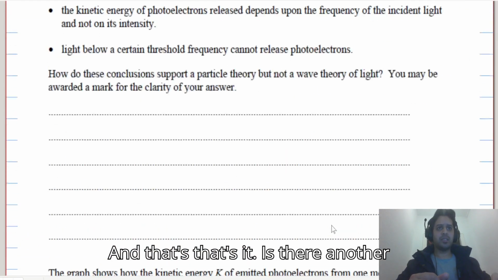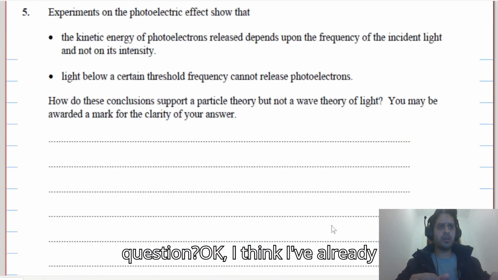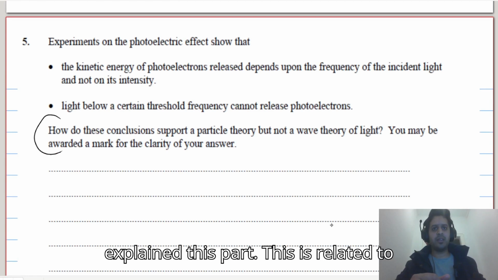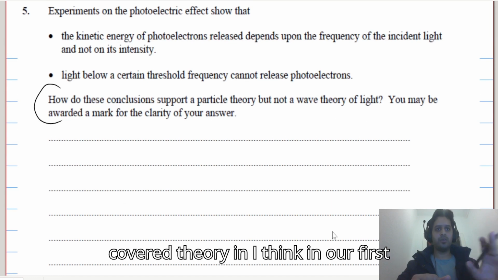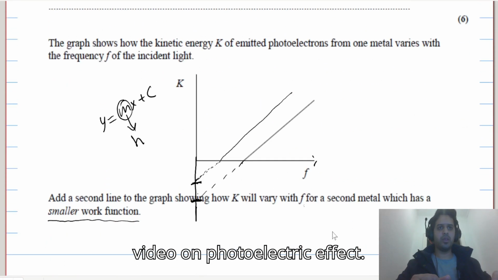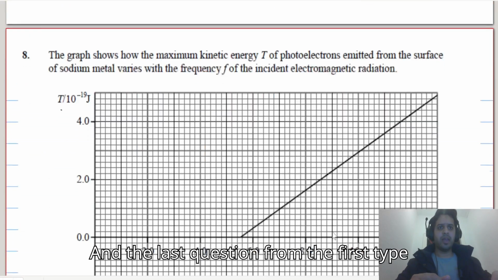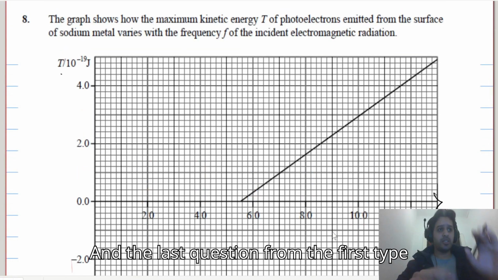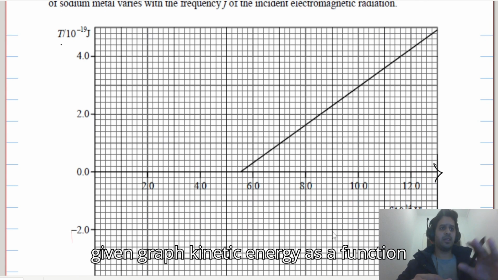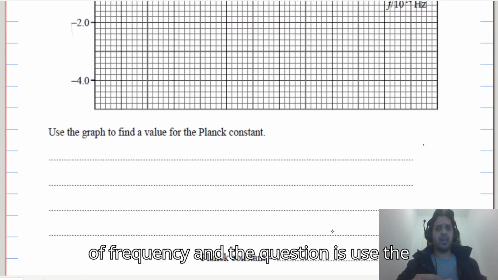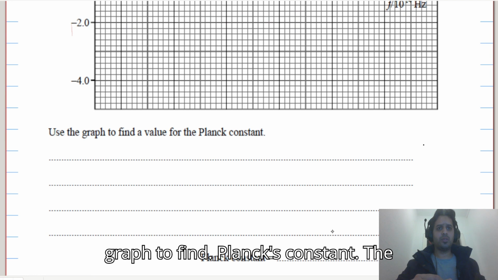And that's it. Is there another question? Okay, I think I've already explained this part. This is related to the theory of photoelectric effect, and we covered theory in, I think, our first video on photoelectric effect. And the last question from the first type of graphs is this one. Again, we are given a graph of kinetic energy as a function of frequency, and the question is, use the graph to find Planck's constant, the value of Planck's constant.